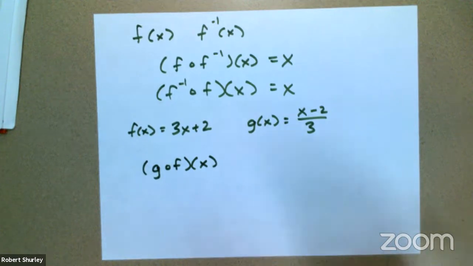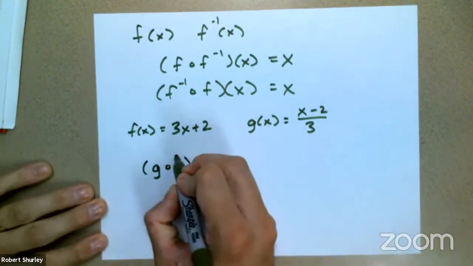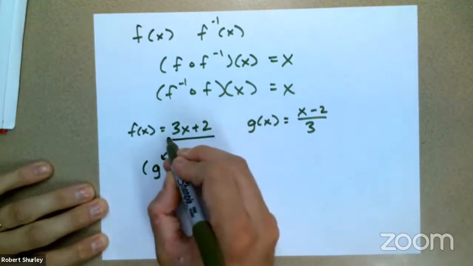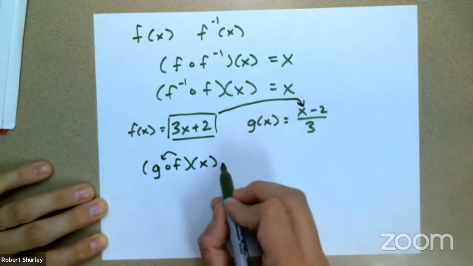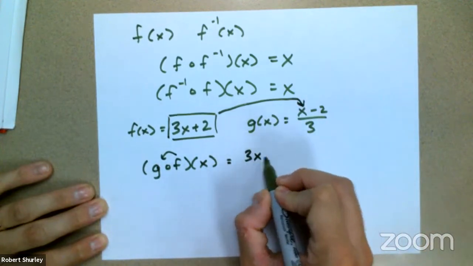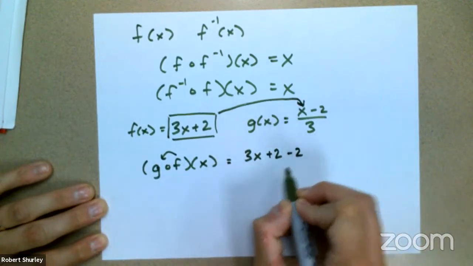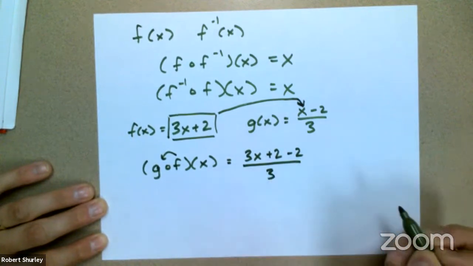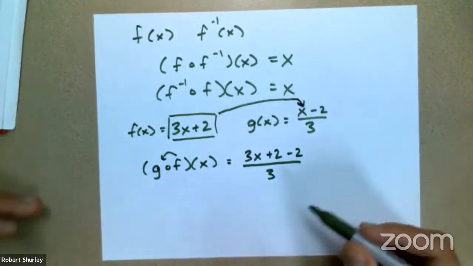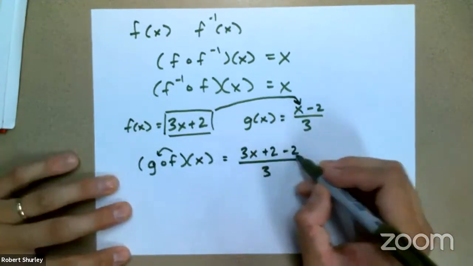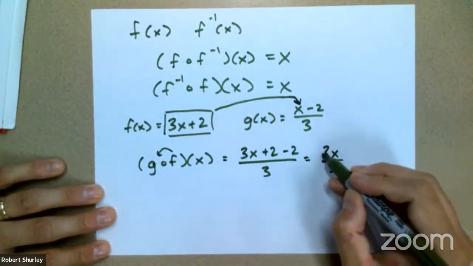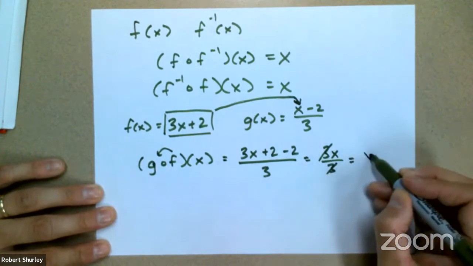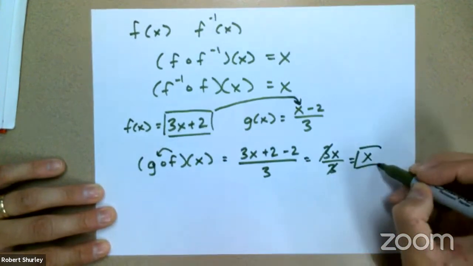Okay, g composed of f. And what that means is I'm going to put f into g. And I wind up with 3x plus 2 minus 2 all over 3. And what will happen if they're inverses? Stuff will just start canceling. 2 minus 2 here is 0. 3 divided by 3 goes away, and it leaves me with x.